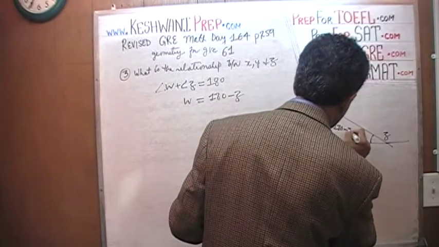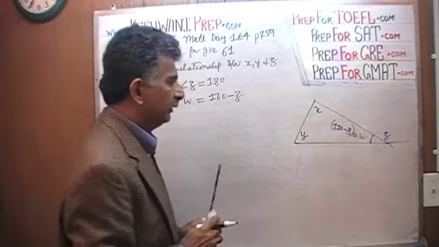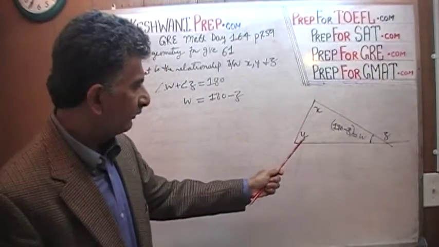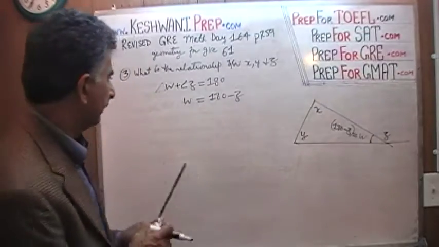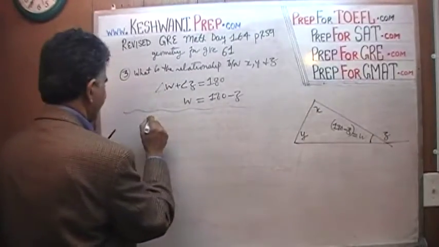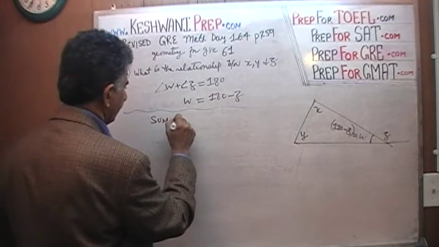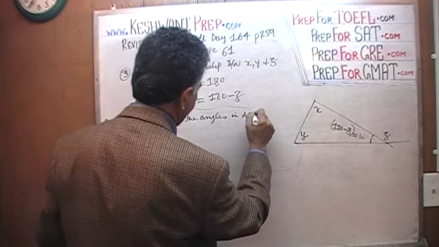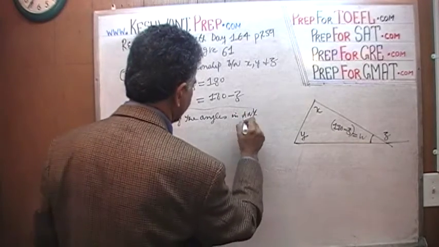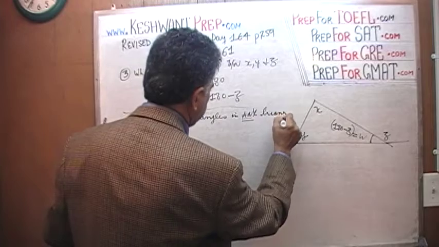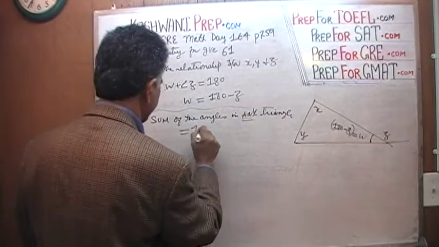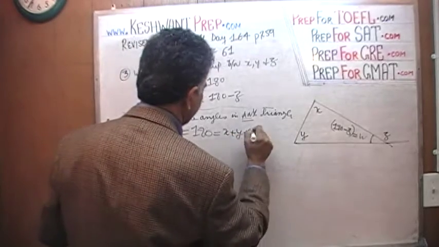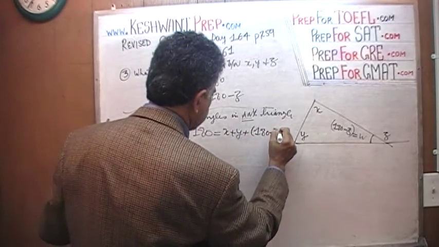180 minus z. Now we know that the sum of the angles in a triangle equals 180, which means this angle, angle x, y, and 180 minus z must equal 180. The sum of the angles in any triangle, doesn't matter what the shape is, in any triangle equals 180, which means x plus y plus 180 minus z equals 180.